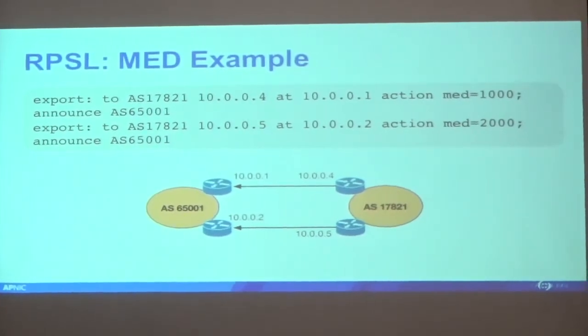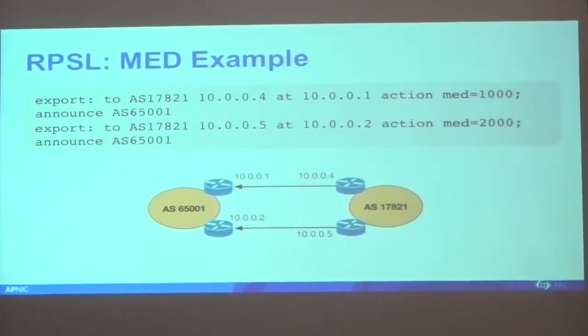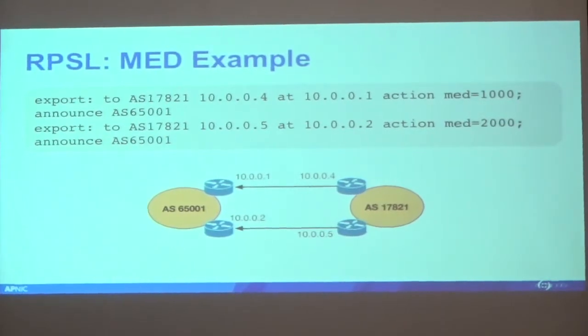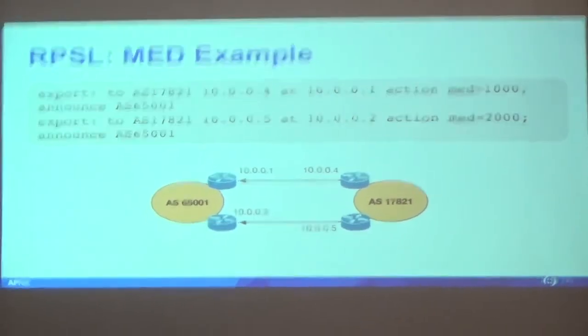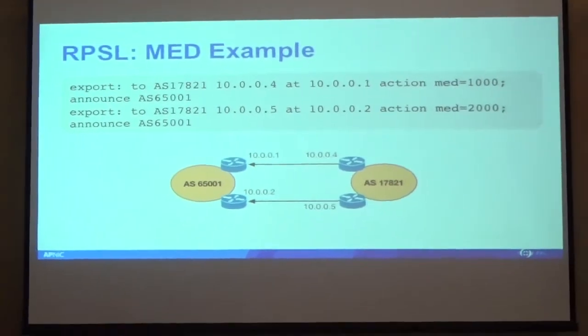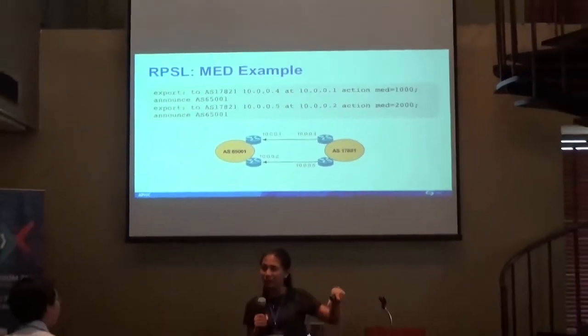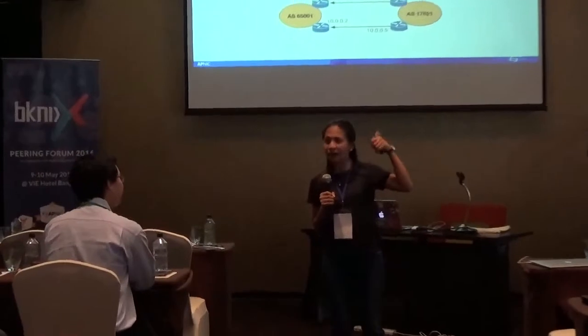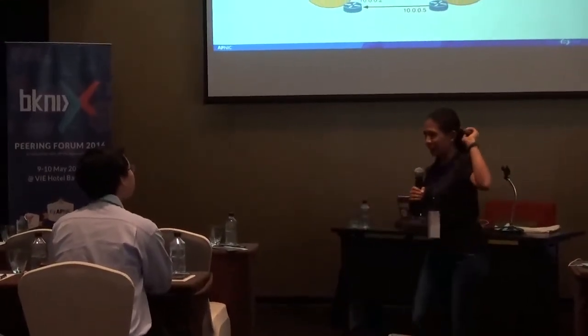Which one do you think will be preferred? 1,000 over 2,000, is that right? With local pref, lower is better. With MED, higher is better. It's the other way around.